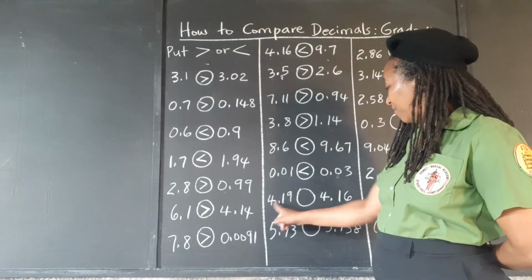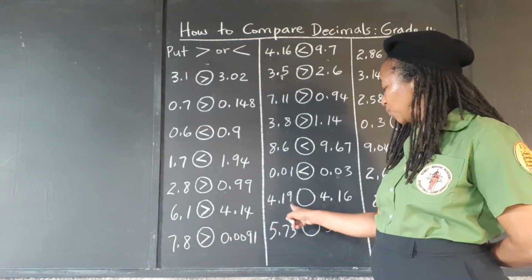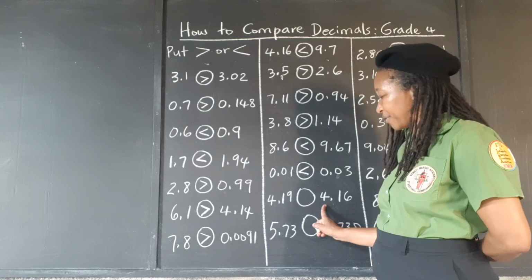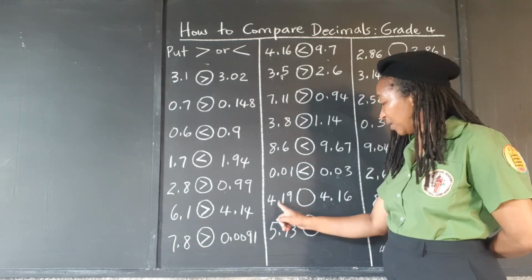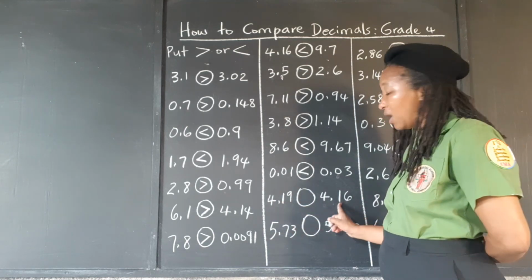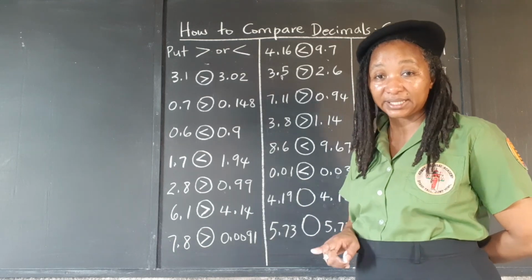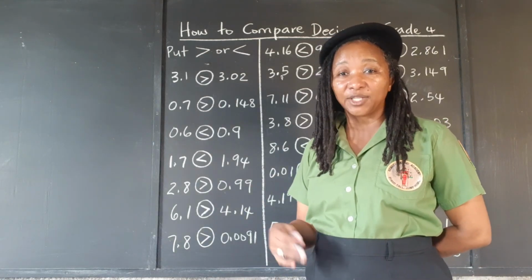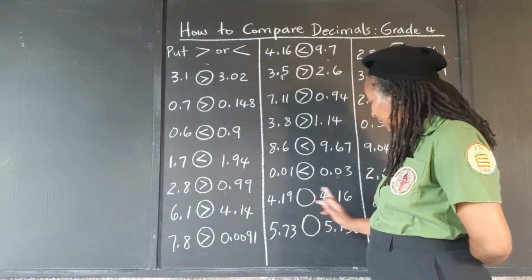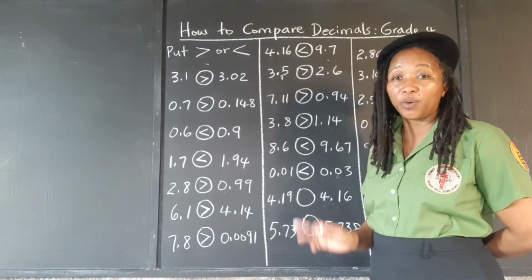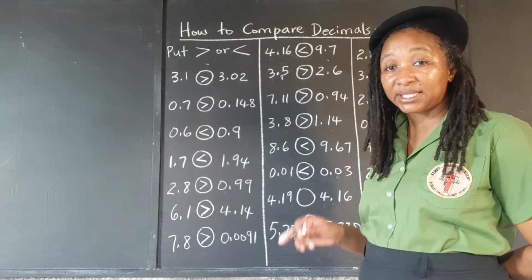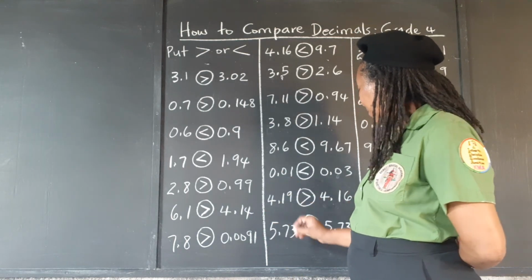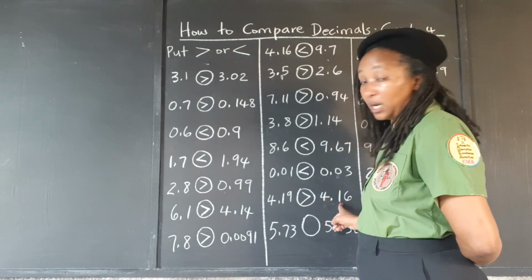Again, they both have a 4. So we have 4.19, 4.16. They both have a 4. Then the decimal point. They both have a 1 in the 10th place. Now we have to go to the 100th place and compare the 9 and the 6. We know that 9 is a bigger digit than 6. So 4.19 is a greater decimal than 4.16.